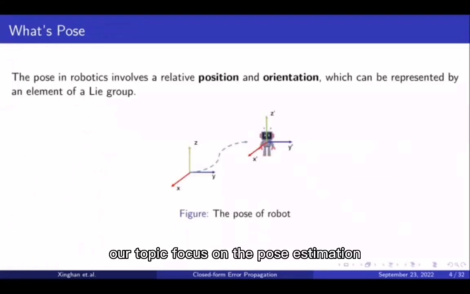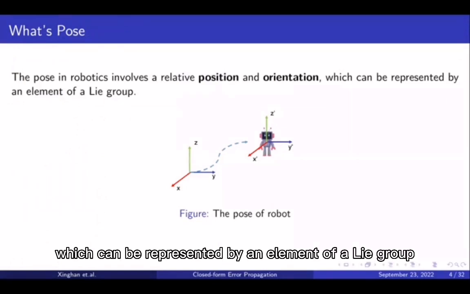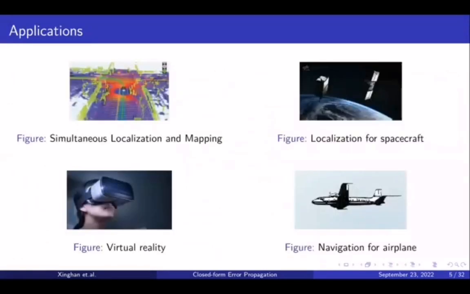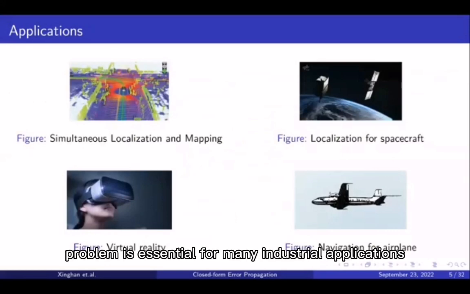Our topic focuses on pose estimation. What is the pose? The pose in robotics involves a relative position and orientation, which can be represented by an element of a Lie group. The pose estimation problem is essential for many industrial applications.